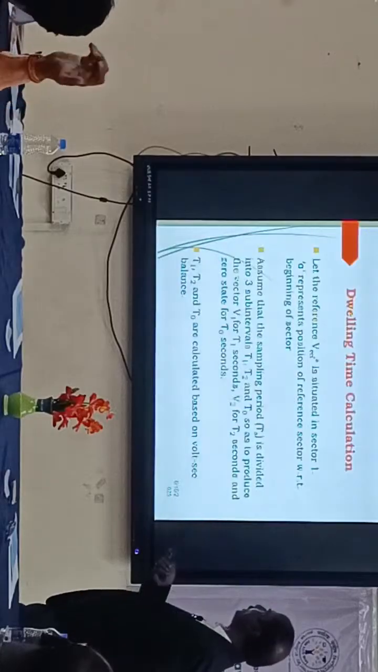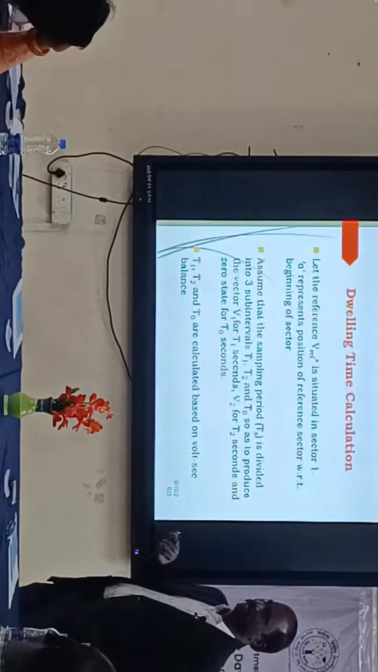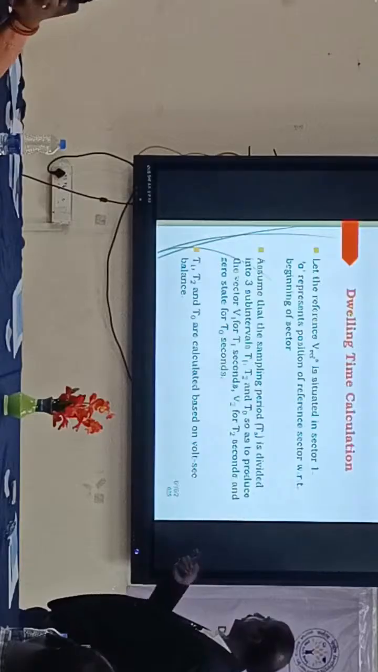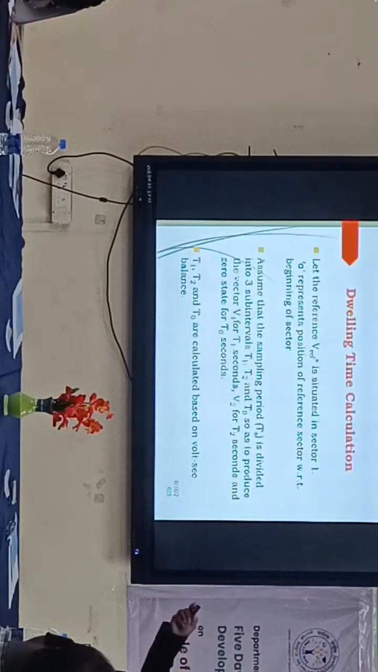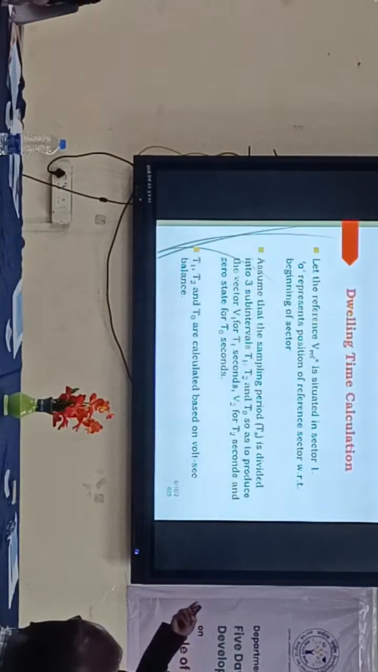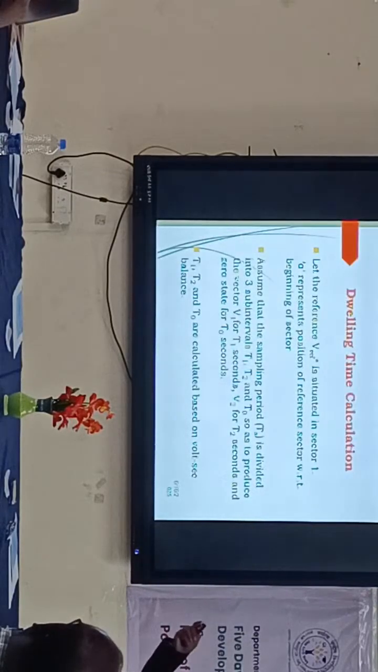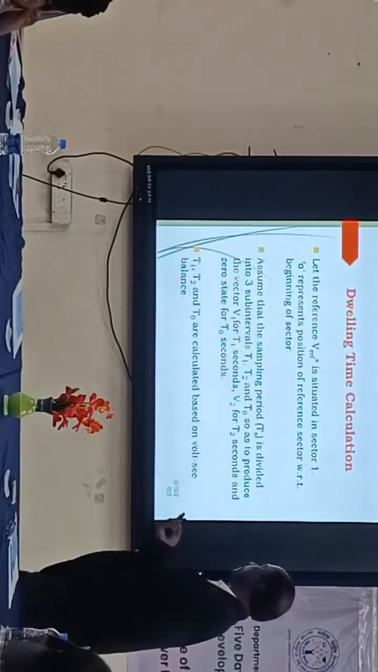And also assume that the sampling period Ts is divided into three intervals T1, T2, T0 so as to produce a vector V1 for T1 seconds, V2 for T2 seconds, and the zero state for T0 seconds. T1, T2, T0 are calculated based on volt-second balance. How it is possible, we have to see.